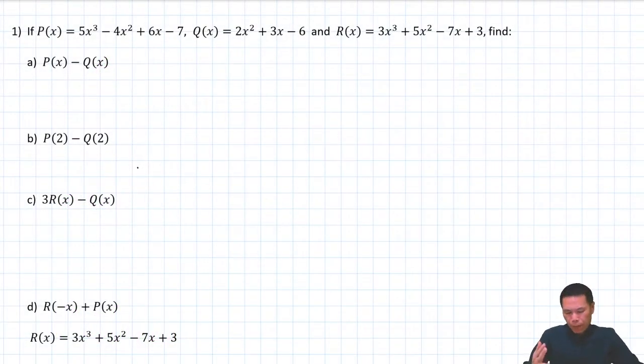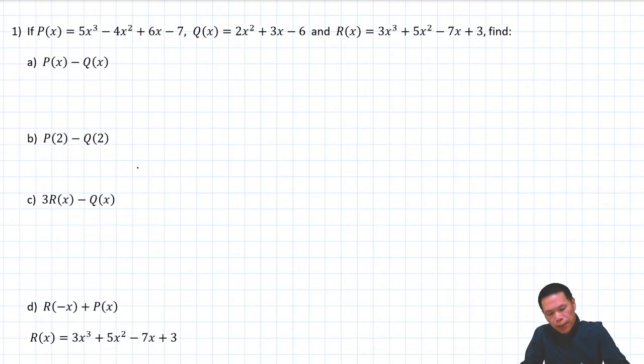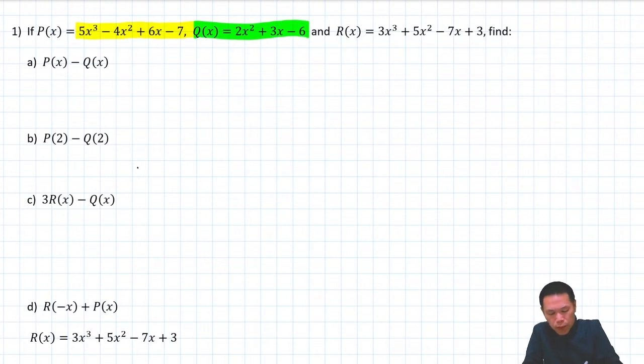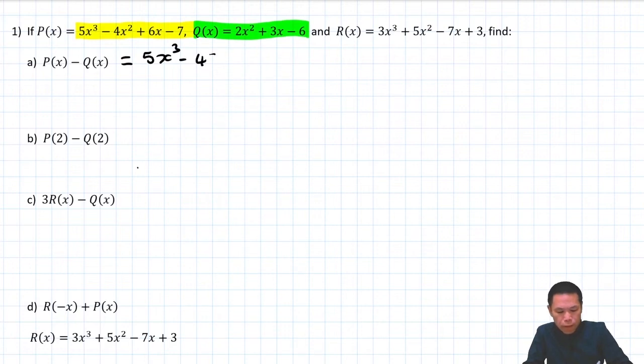Now, part A, we need to find p of x minus q of x. So we have p of x is this, and q of x is equal to this. So we just subtract them, that's all. So I just write this down. This will be equal to 5x to the power of 3 minus 4x squared plus 6x minus 7. That is p of x.